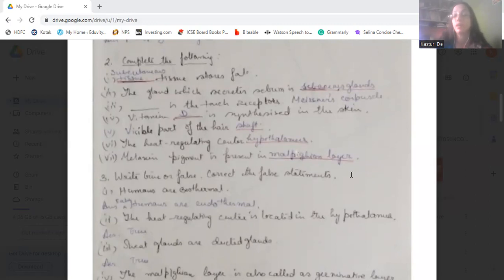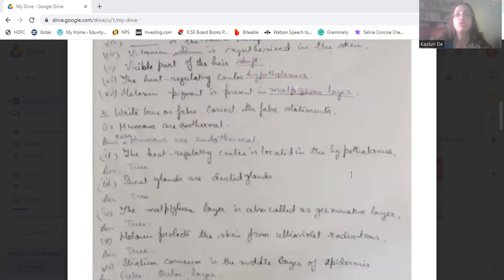The visible part of the hair, which we can see, is the hair shaft. The rest of the hair is inside the skin. The heat regulating center is the hypothalamus of our brain. Melanin pigment is present in the malpighian layer.